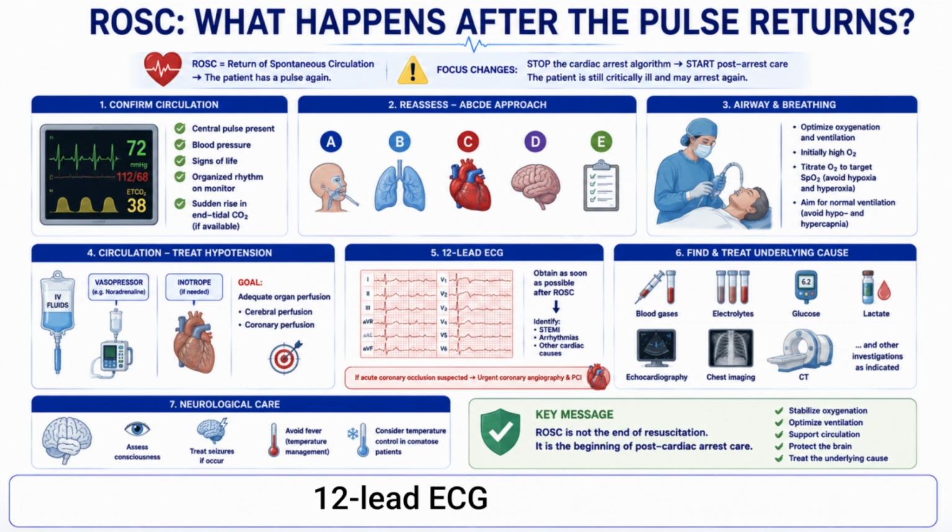A 12-lead ECG should be obtained as soon as possible after ROSC. This helps identify ST elevation, myocardial infarction, arrhythmias, or other cardiac causes of arrest. If acute coronary occlusion is suspected, the patient may need urgent coronary angiography and PCI. We also continue to search for the underlying cause. This may include blood gases, electrolytes, glucose, lactate, echocardiography, chest imaging, CT, or other investigations depending on the clinical picture.